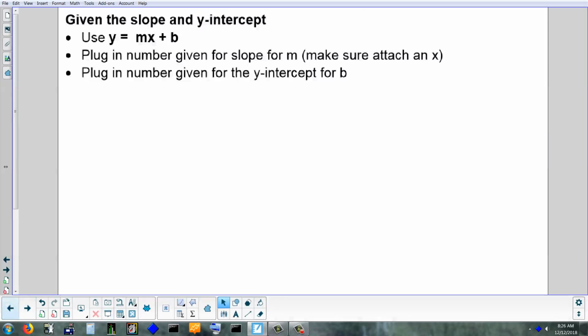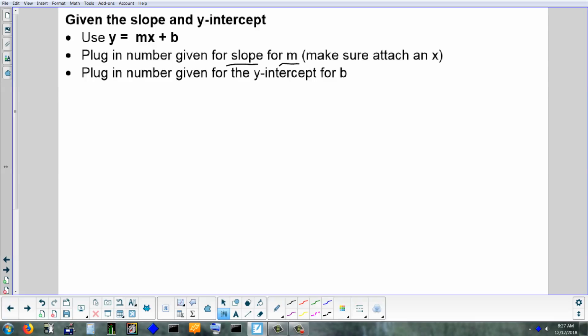All right. So the first way we talked about is we're going to give you the slope and the y-intercept. For all of these, on your notes you just want to write in y equals mx plus b. Then your notes say plug in the number given for slope for m. You have the parentheses, and you want to make sure you attach an x.